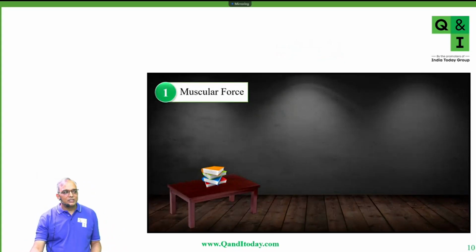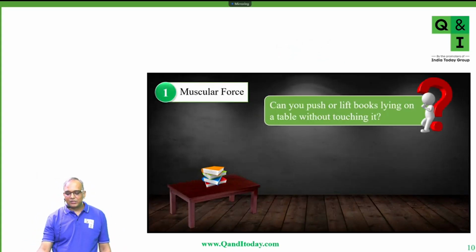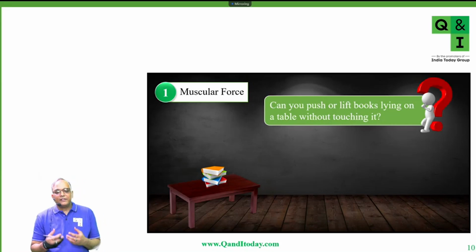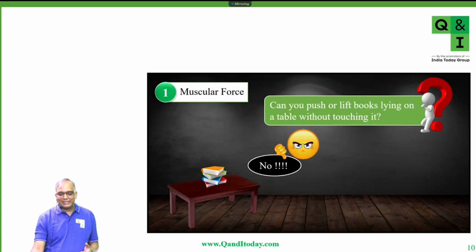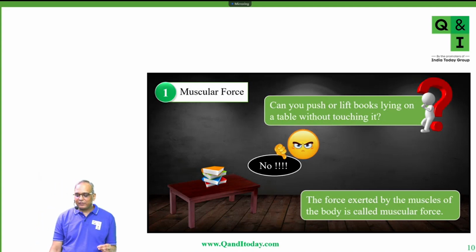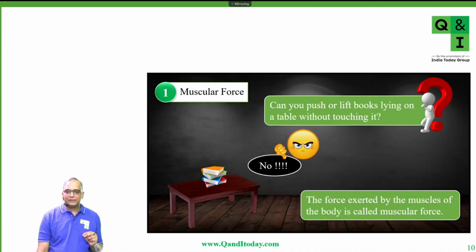Now, muscular force, if you see here, the example of muscular force. Can you push or lift a book lying on a table without touching it? No, it is not possible. If you have to push this book or lift these books, you have to touch that book and then do that, right? So this is an example of contact force. That's why we say that muscular force is a contact force. The force exerted by the muscles of the body is called muscular force. And it is an example of contact force.